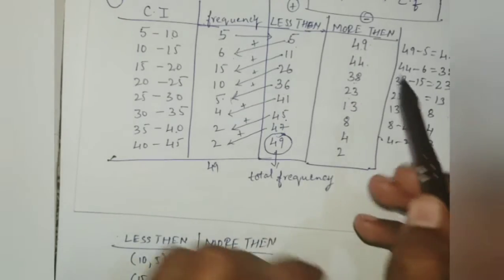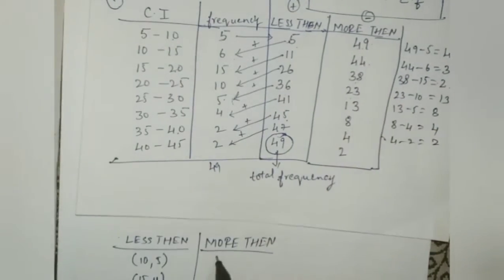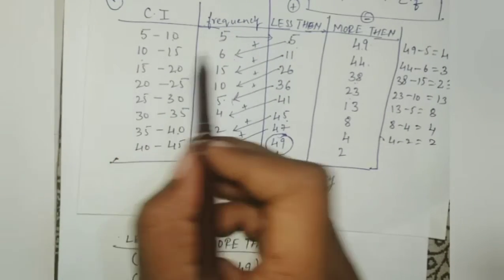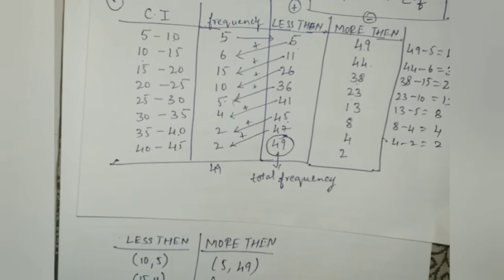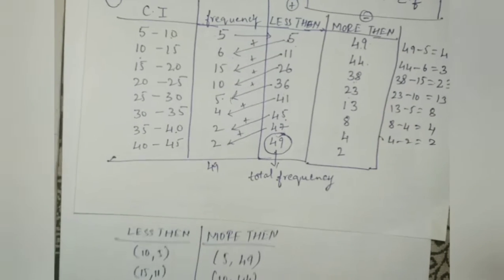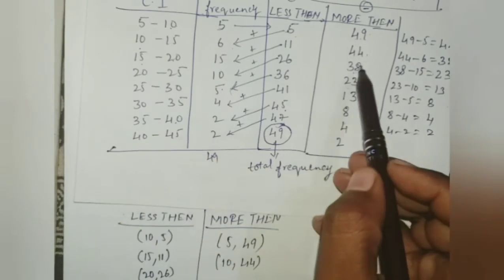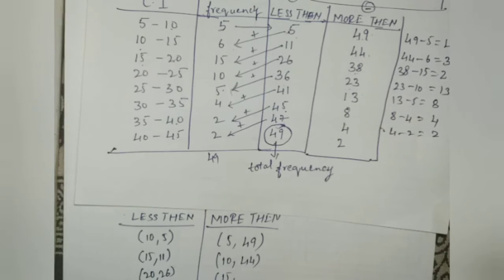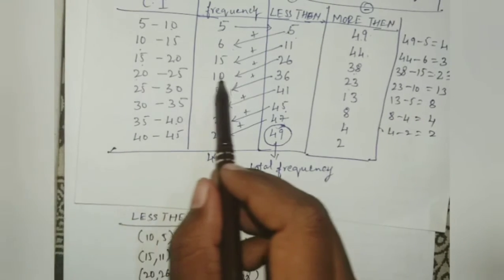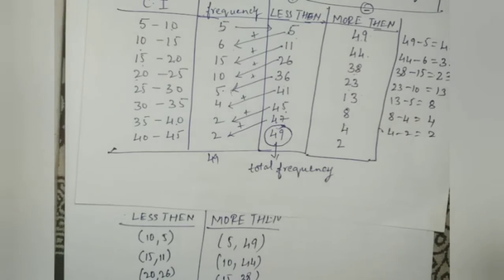So what is the first point? 5 comma 49. Can you see? Next is 10 comma 44. Okay, and the next value is 15 comma 38. What is the next value? 20 comma 23.